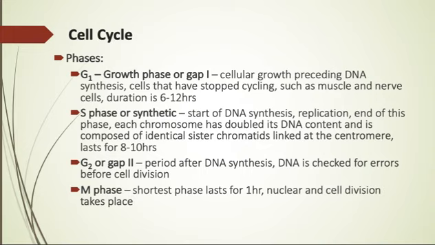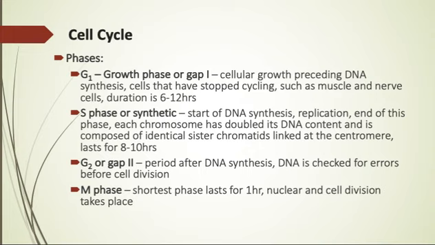As we said, it is G1, then the S phase, then the G2 phase, and next the M phase. G1 is nothing but the growth phase, or gap 1, the cellular growth preceding DNA synthesis. It includes cells that have stopped cycling, that is, the formation of new cells has stopped. Such cells are muscle and nerve cells, and this phase lasts for around 6 to 12 hours. And then you have the S phase or the synthetic phase.